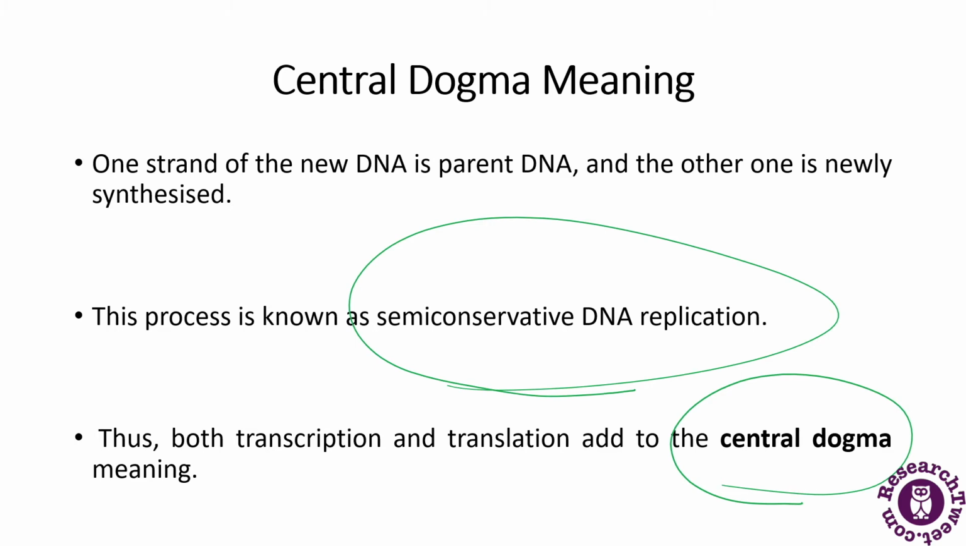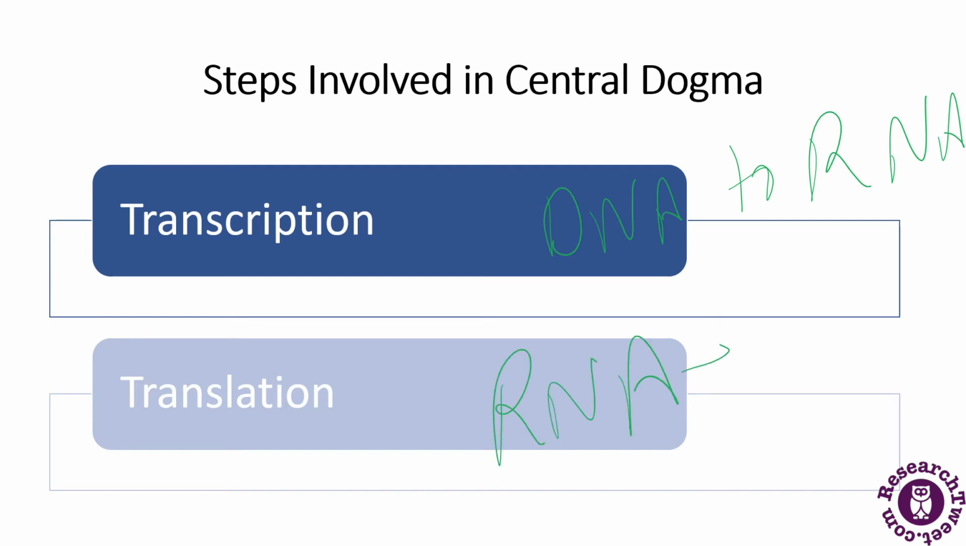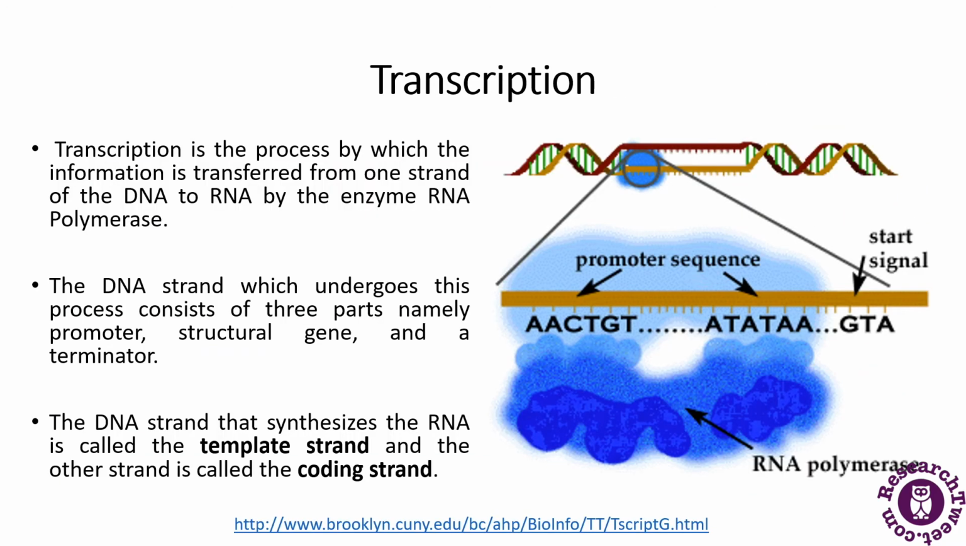So now coming to the steps. What are the steps involved in the central dogma model? There are basically two steps involved: transcription and translation. Transcription is when the DNA gets converted to RNA, and the translation process is when the RNA gets converted to protein. So these are the steps involved in the central dogma model.